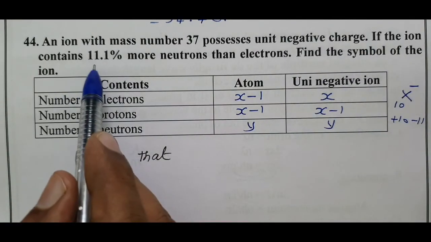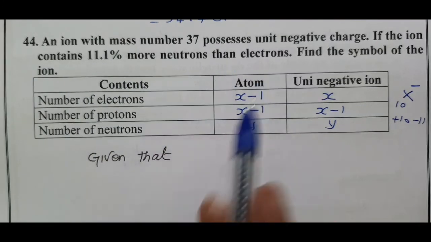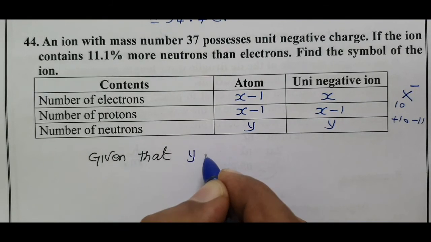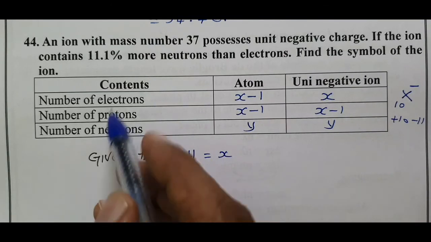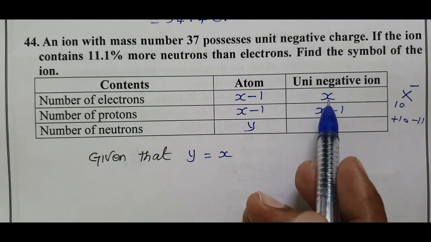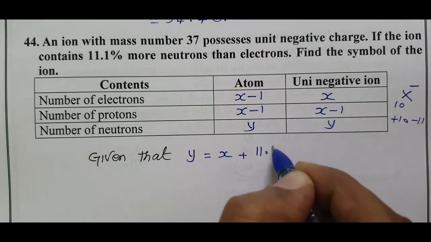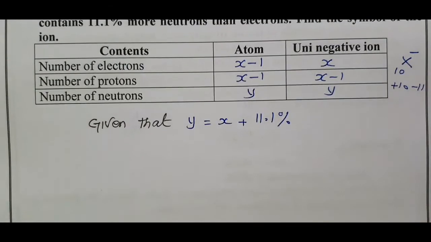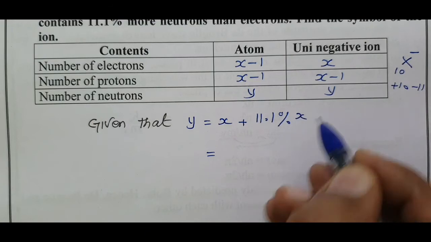If the ion contains 11.1% more neutrons than electrons, Y, the number of neutrons, equals... X is the number of electrons present in the uni-negative ion, which contains 11.1% more neutrons. Y equals the number of neutrons. When we solve this, that is equal to X.